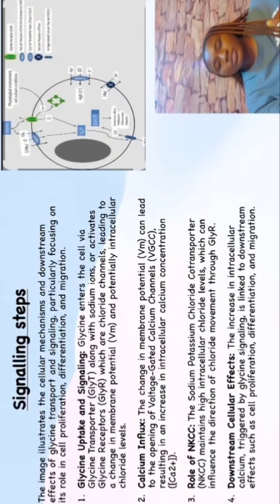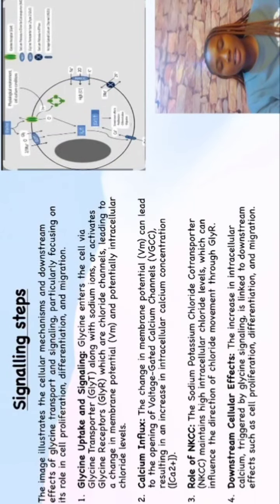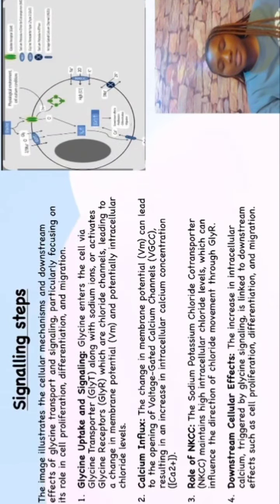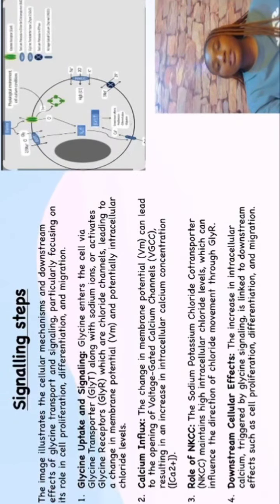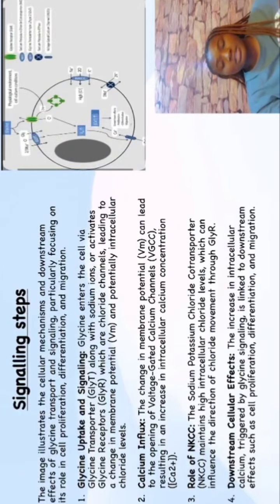Thirdly, we have the role of the NKCC, the sodium-potassium-chloride co-transporters that help maintain high intracellular chloride levels, which can influence the direction of chloride movement through the glycine receptors.